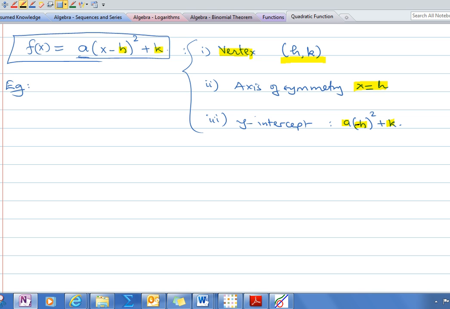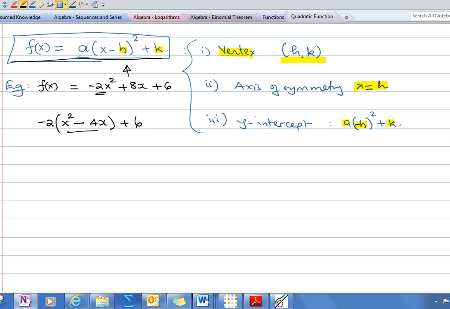Now we're going to start with a function that is actually not in that form. Say we have a function f of x is equal to negative 2x squared plus 8x plus 6. So the first thing is to try and convert it into that form. Step number 1, I would like to factorize the negative 2. So that would be negative 2, that leaves me with x squared minus 4x plus 6.